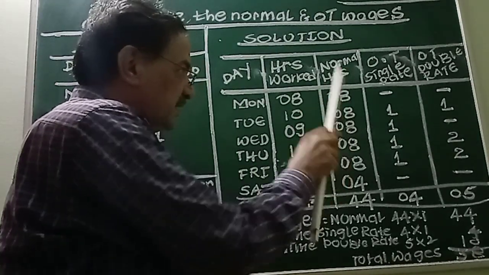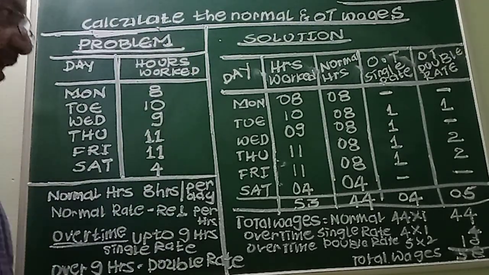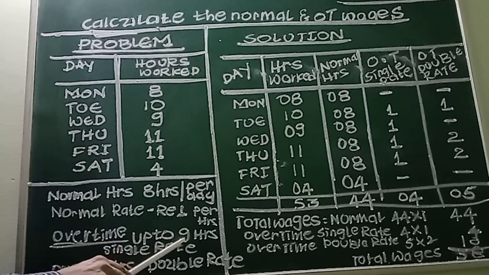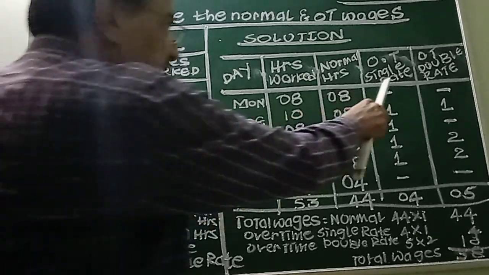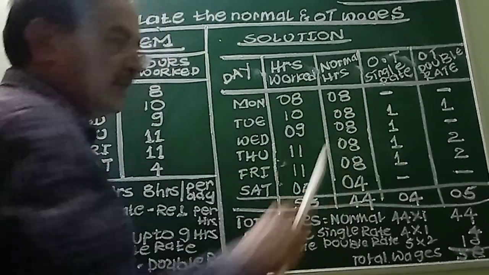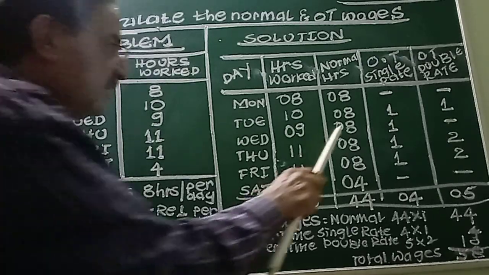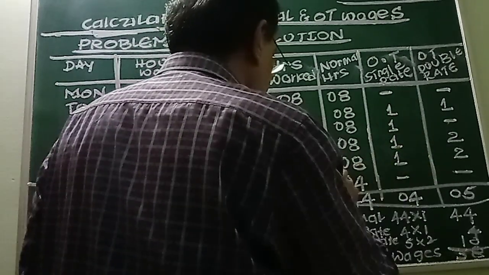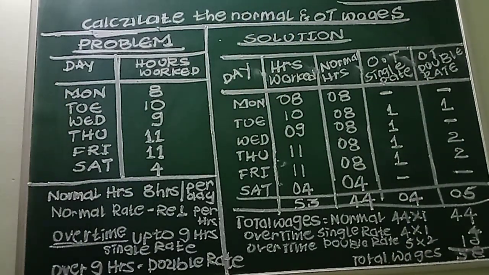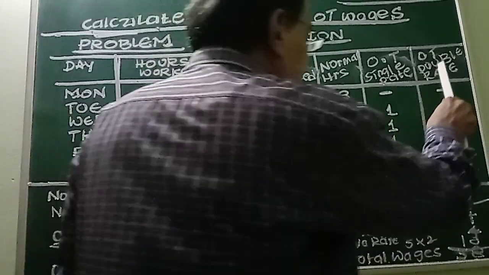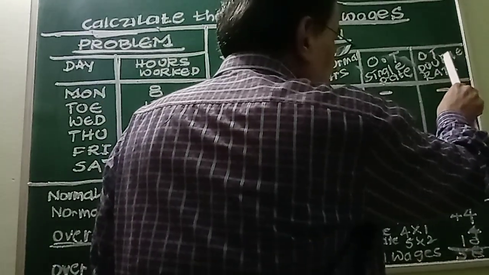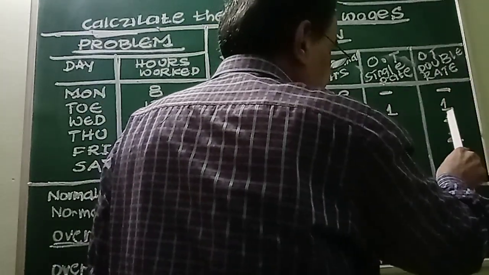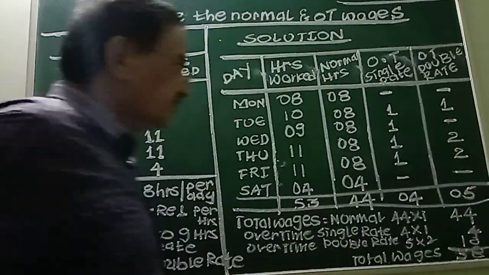Coming to Tuesday, he has worked for 10 hours whereas the normal wages are paid only for normal hours, 8 hours. He has worked 1 hour extra. I told you already, up to 9 hours you enter it in the single rate column, 1. After 9, 8 plus 1 is equal to 9. He has worked for 10 hours. So 10 minus 9 is equal to 1. The second slab will be counted for him. Under OT double rate, he will get 1 hour double rate.